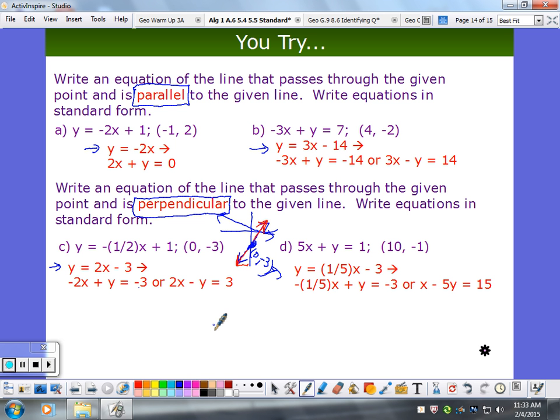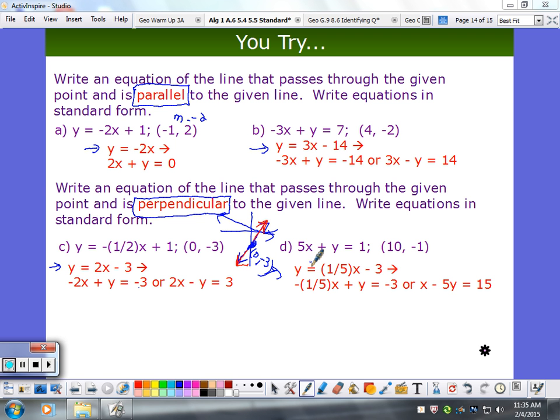Question. Parallel is the same thing. What is the slope of the line parallel to this one? So you have a point, you have a slope. Use point slope with that. Which one would you like to do, A or B?